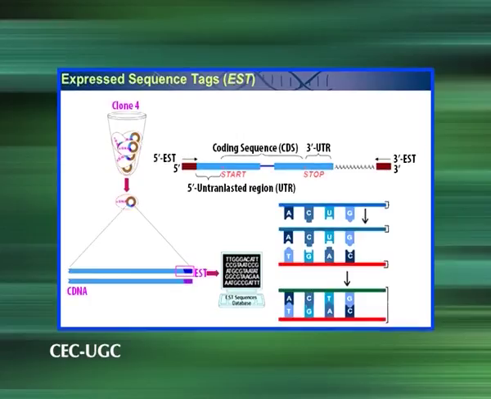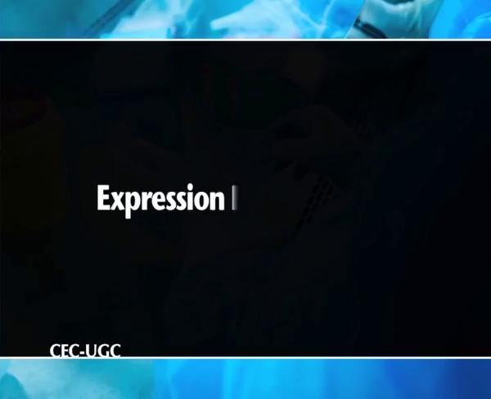Often after consolidation of multiple EST sequences, a full-length cDNA can be derived. By searching a non-redundant EST collection, one can identify potential genes of interest. Dear students, let's now talk about the expression profile of a cell.